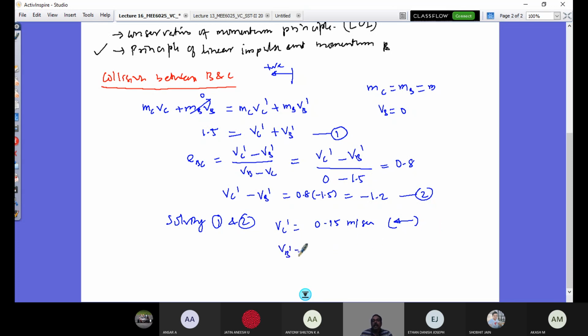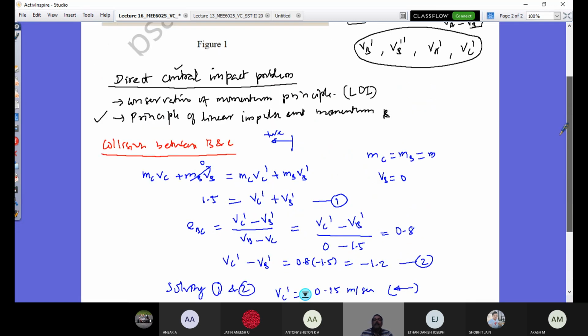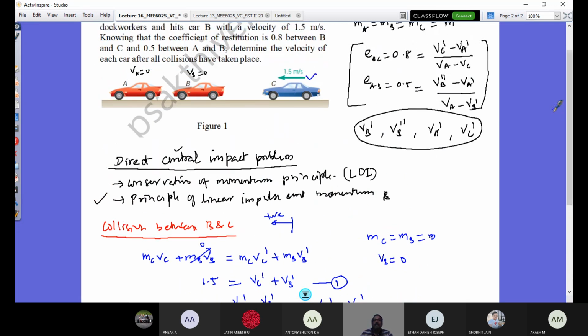And the VB dash I get is 1.35 meter per second. Again, it's a positive value, so I get its motion in this direction. So how do you understand it now? The vehicle C goes and hits this. The stationary vehicle B gets a velocity, so VB dash is now equal to 1.35 meter per second, whereas vehicle A is stationary here. All are very close by.